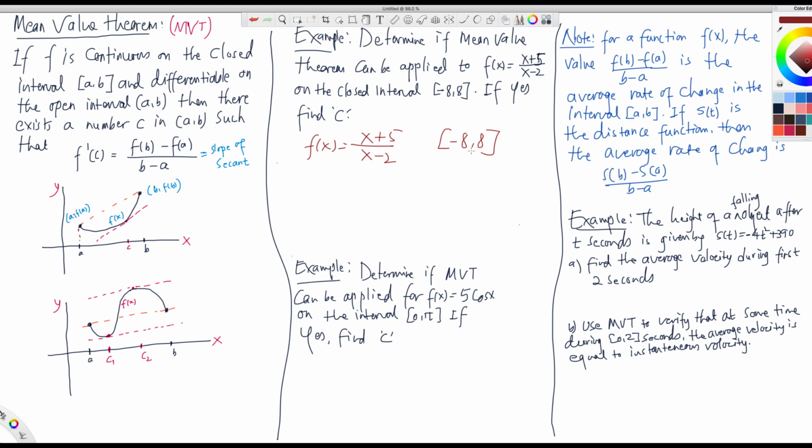The answer is no. Why? Because if you look at the denominator, at x equals 2 the function is not defined. Since the function is not defined, there is a break. It is not continuous. So how do you write that? Since f(x) is undefined at x equals 2, because there is a 0 in the denominator.